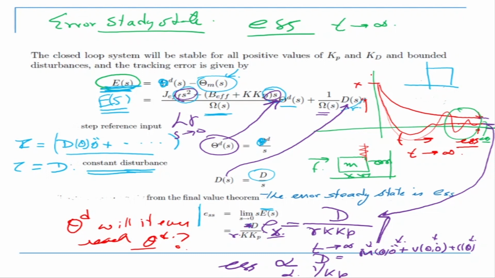So what is the moral of the story? The moral of the story is that the PD controller is always stable, irrespective of the values of Kp and Kd, as long as they are positive, of course. But the bad side of it is that the steady state error is equal to D by K Kp into R, which means that the steady state error is not equal to 0. It cannot become equal to 0. So you'll always have some error.